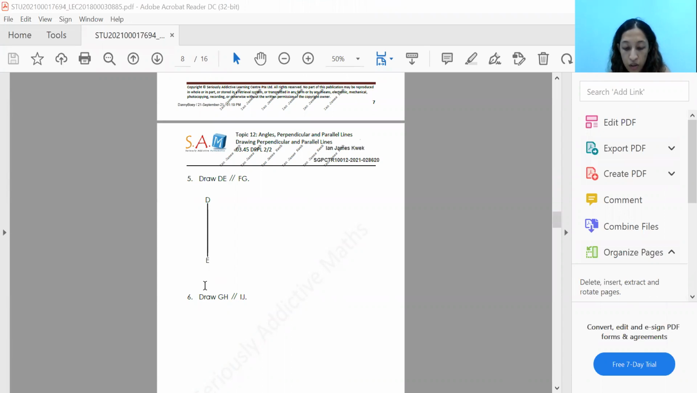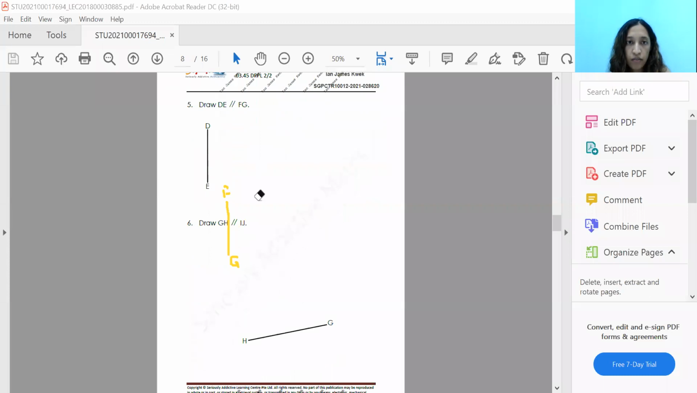So pause on this video and attempt question 5 and 6 for me. Let's go through. Draw DE parallel to FG. So just draw a straight line, label it FG. Okay. Draw GH parallel to IG. So we could try it something like that. IG. Okay.